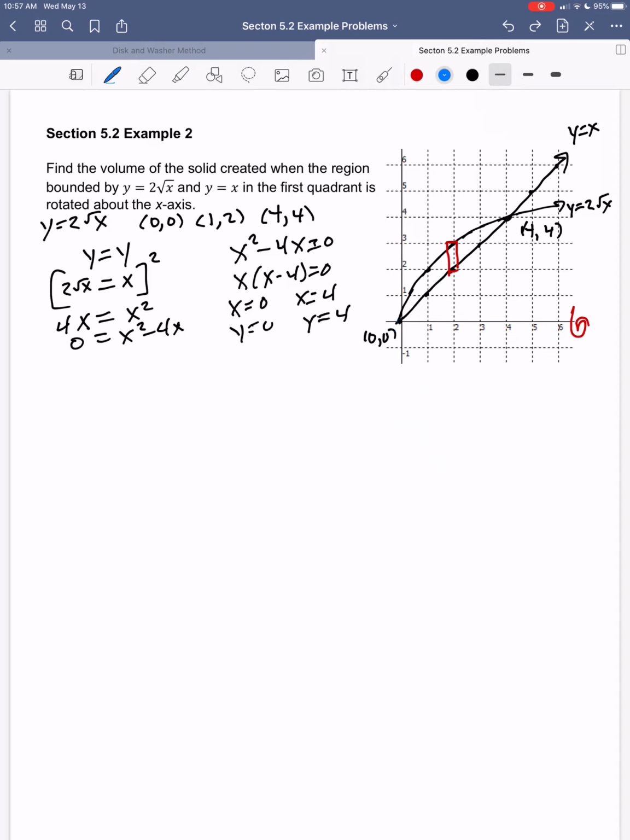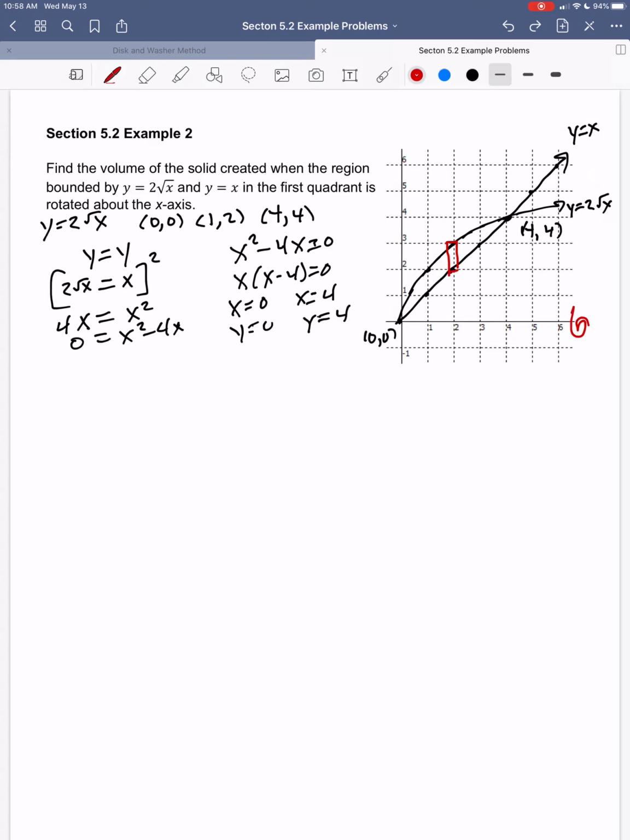Okay. When I rotate this rectangle about that axis, it's going to give me a washer. I'm going to get that kind of thing. And so for that washer, I'm going to have to find the area by taking the area of the outer circle and subtracting the area of the inner circle. So again, I'm going to get rid of that because it's obscuring what I want to do there.